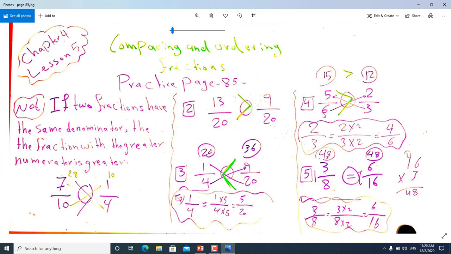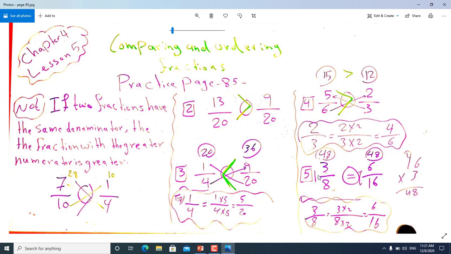And also you can use cross multiplying. That means the numerator is multiplied by the denominator of the other fraction, and from this side we multiply the denominator by the numerator of the other fraction. So 6 times 2 is 12 and 3 times 5 is 15. 15 is greater than 12. That means 5 over 6 is greater. From number 5, we have whole numbers. We said that when you have whole numbers, we compare the whole numbers.